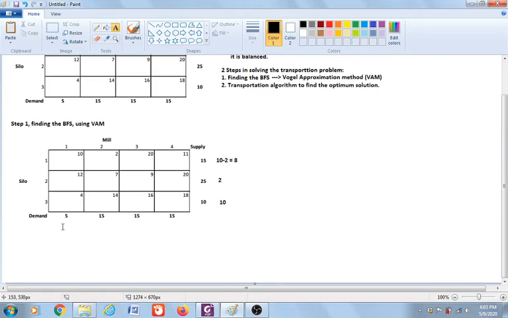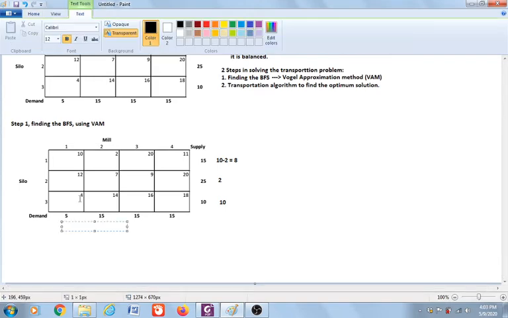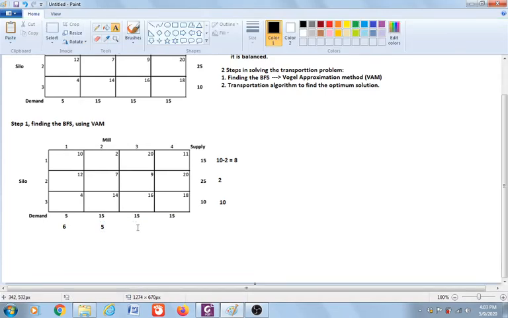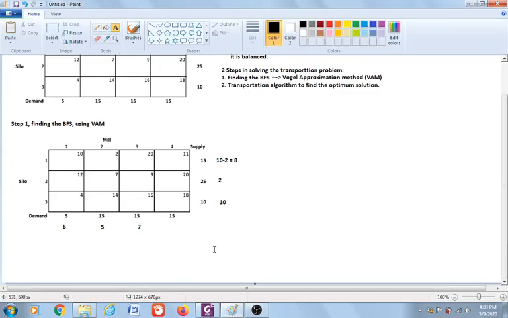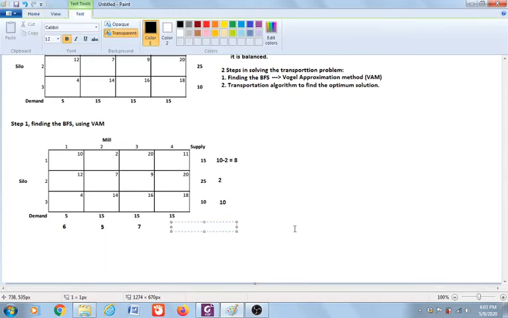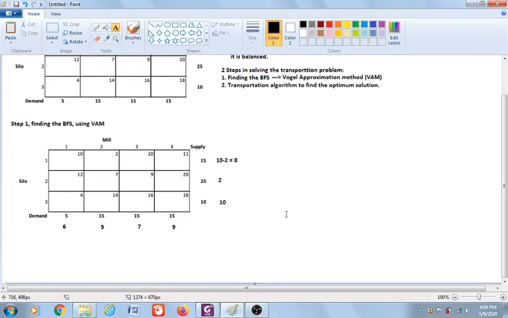For column 1, the smallest is 4, the next smallest is 10, so the penalty is 6. Column 2, it is 5. Column 3, it is 9 and 16, that is 7. And column 4, 11 and 18, and that is 9. So now we have all the penalties. The next thing that we need to do is to find the biggest penalty. The biggest penalty is 10.